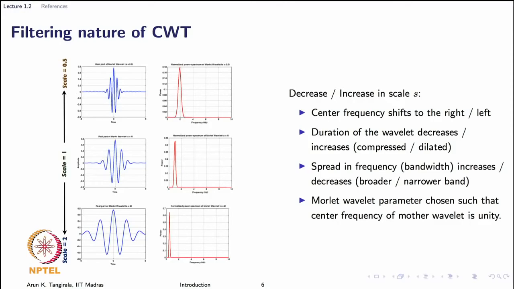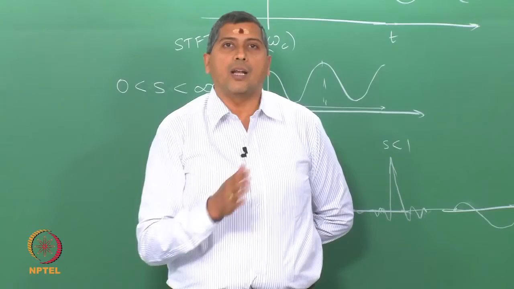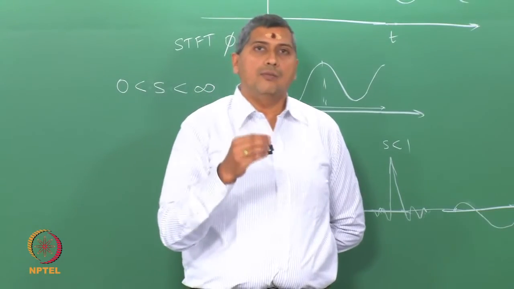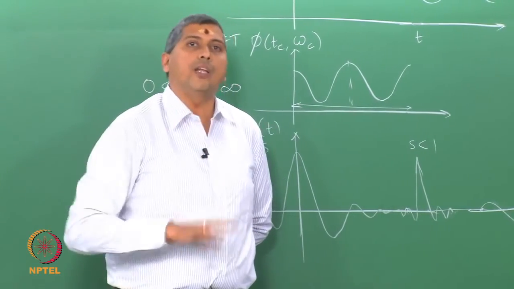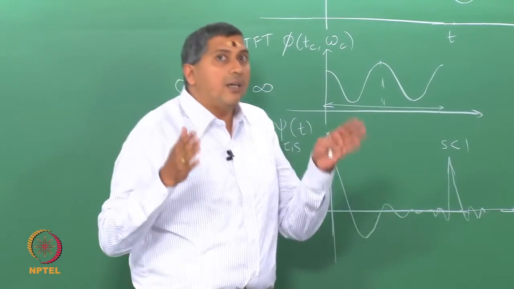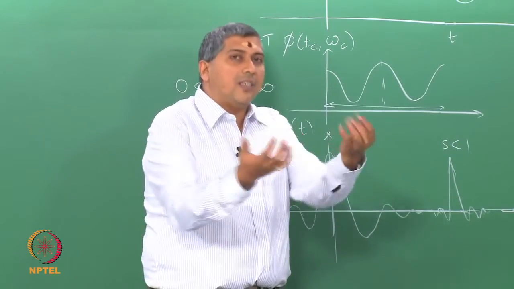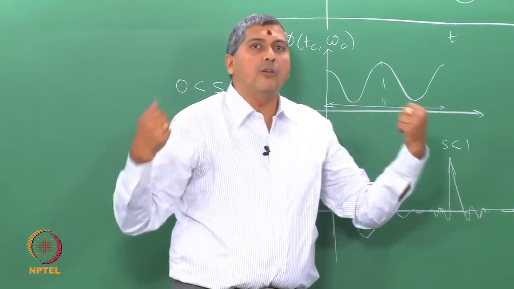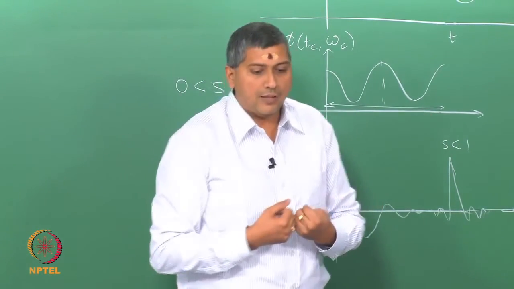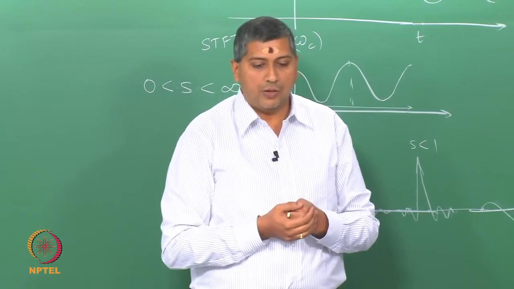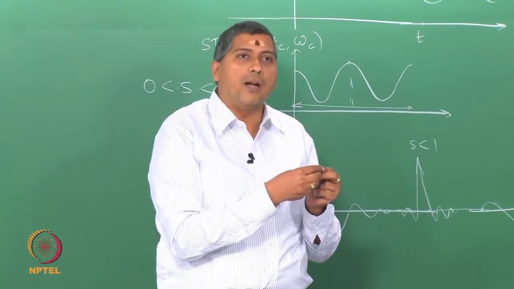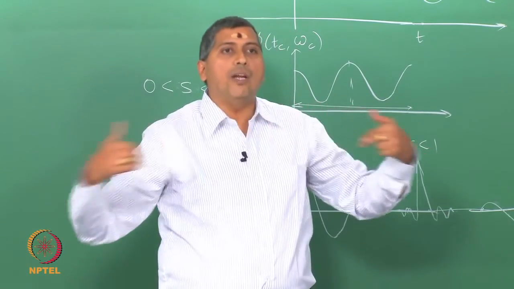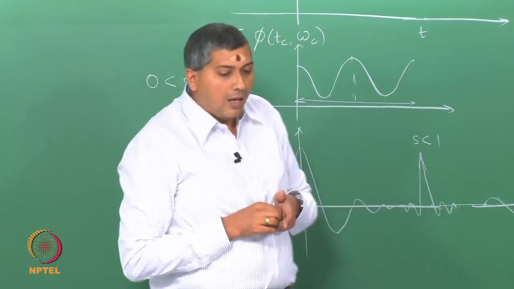So, whenever I use a high frequency wavelet to analyze the signal, or scales less than 1, I am going to extract the high frequency content of the signal, but the bandwidth is going to be larger. That means I am going to get more frequencies surrounding the center frequency of interest than when I use a low frequency wavelet, which has a very narrow bandwidth. The larger the bandwidth, the more frequencies I am going to extract.